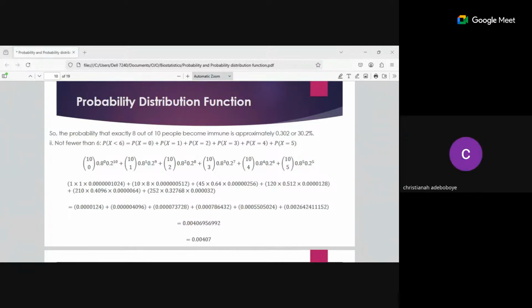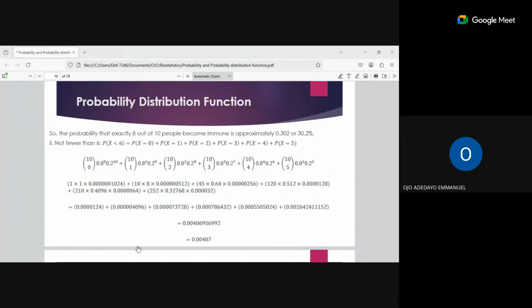Sorry, sir. Question. Yes, ma'am. Go ahead. Sir, when you open that bracket, is when you have that 1 times 1 times 0.0000124. But what I don't understand is this. After that bracket, there's 0.8 raised to power 9 and 0.2 raised to power 10. Did you multiply the two to get this 0.000?